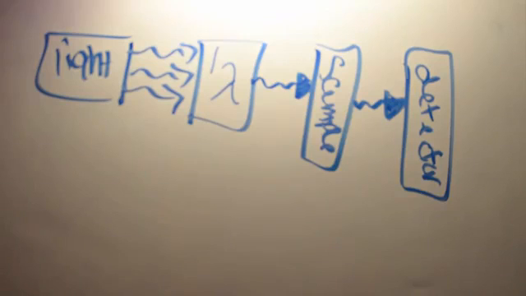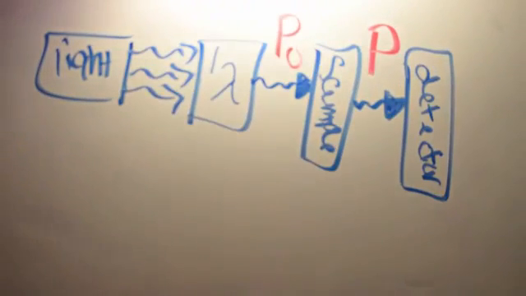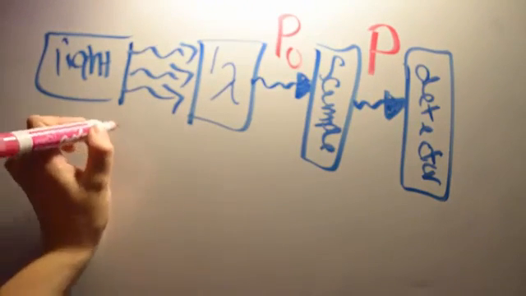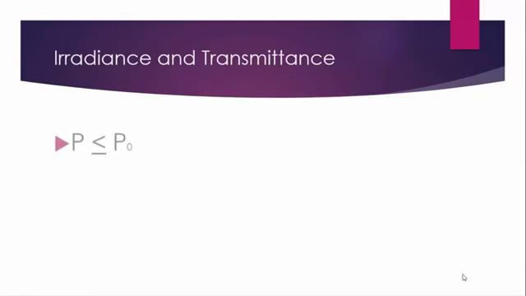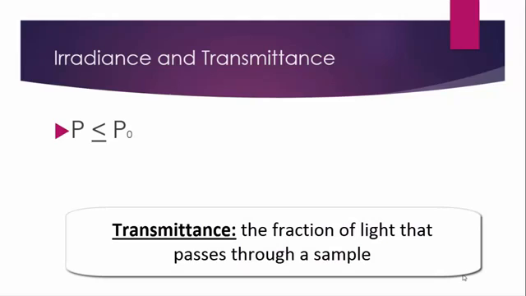So the sample actually absorbs some of that light. So you have this relationship because the irradiance, the light going into the sample, is different than the irradiance that comes out of the sample. That relationship is this. Since some of the light is absorbed, there's going to be less irradiance coming out of the sample every time. And that relationship can be represented by transmittance, which states this. This is a fraction, transmittance is the fraction of original light that passes through a sample.